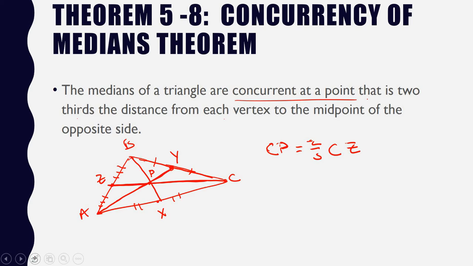Let me get a different color here. So CP is 2/3 of the total distance. AP is 2/3 of the distance of AY, and BP is 2/3 of the distance from B to X. So that's our concurrency of medians theorem.